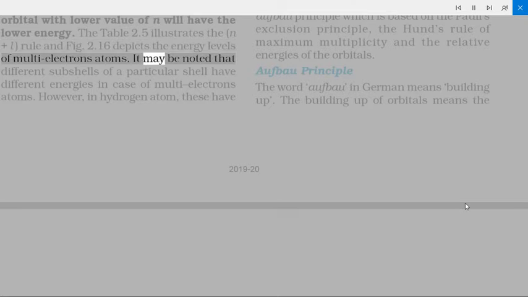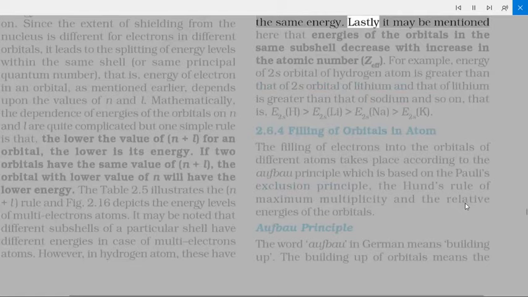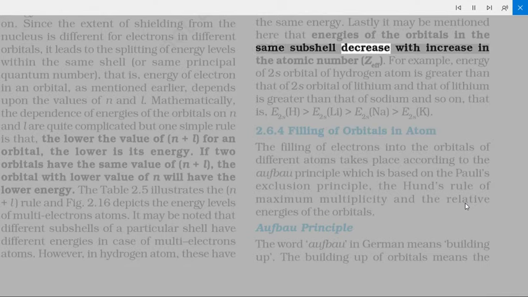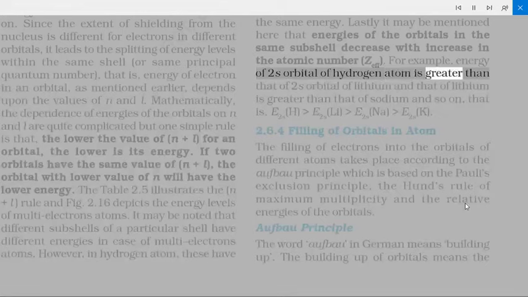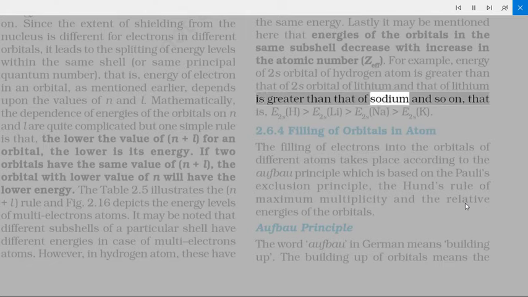It may be noted that different subshells of a particular shell have different energies in case of multi-electron atoms. However, in hydrogen atom, these have the same energy. Lastly, it may be mentioned here that energies of the orbitals in the same subshell decrease with increase in the atomic number, Z. For example, energy of 2s orbital of hydrogen atom is greater than that of 2s orbital of lithium, and that of lithium is greater than that of sodium, and so on. That is, E2s(H) > E2s(Li) > E2s(Na) > E2s(K).